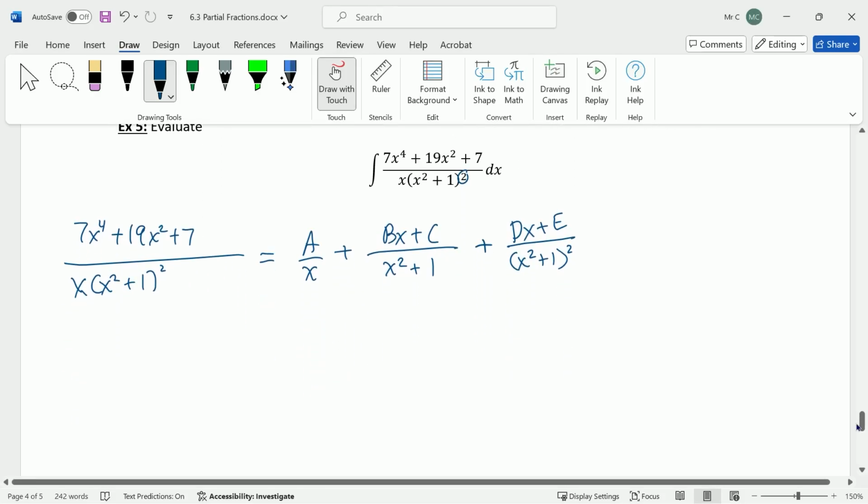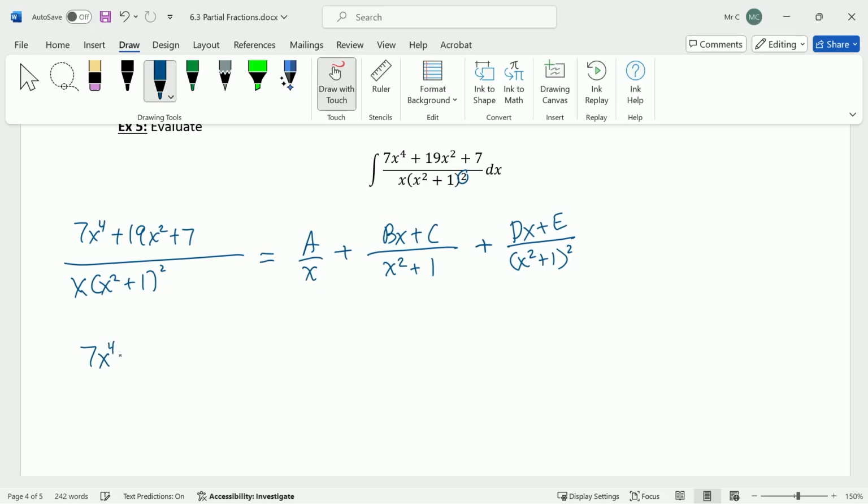And we do the same old, same old. So we're going to find a common denominator, and then we're going to cancel that denominator. And so this term a is missing the two factors of x squared plus 1. So (x squared plus 1) squared, plus the bx plus c.